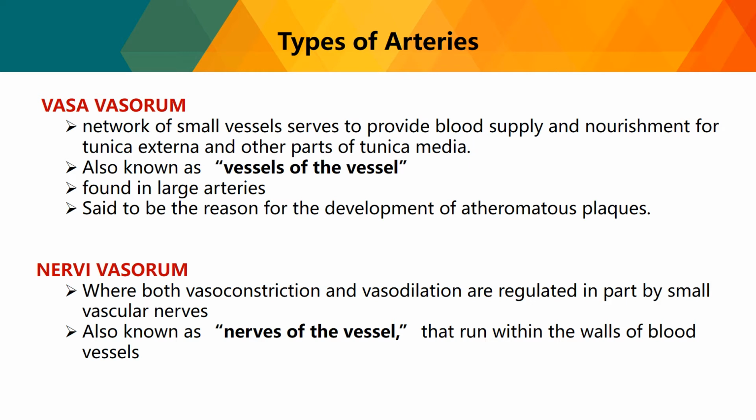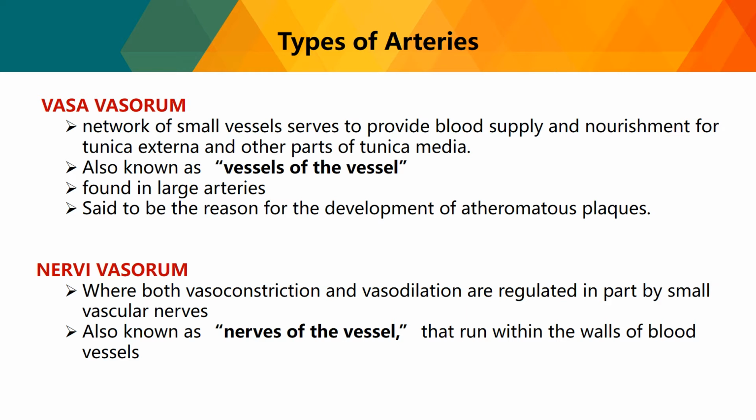And then you have your nervi vasorum, from the term nervi, meaning it's a nerve. Okay, it is where both vasoconstriction and vasodilation are regulated in part by small vascular nerves. So when you say vasoconstriction, it's the narrowing of your blood vessels, and vasodilation is the opposite. It's the widening of your blood vessels. Okay, so again, your nervi vasorum is also known as the nerves of the vessel.